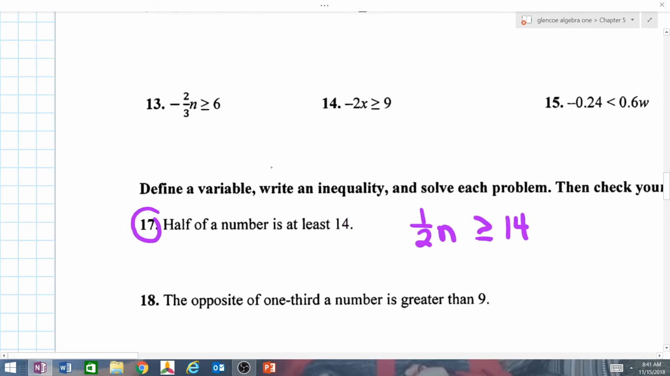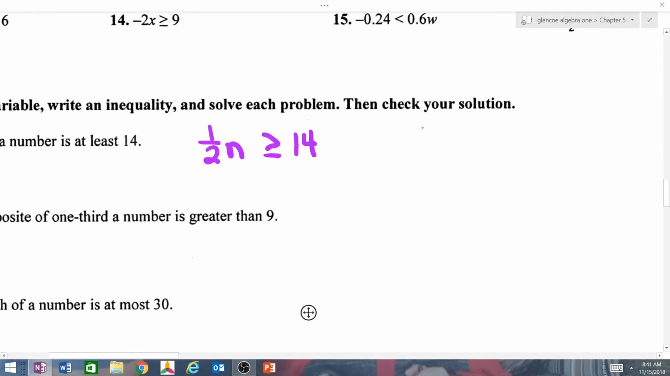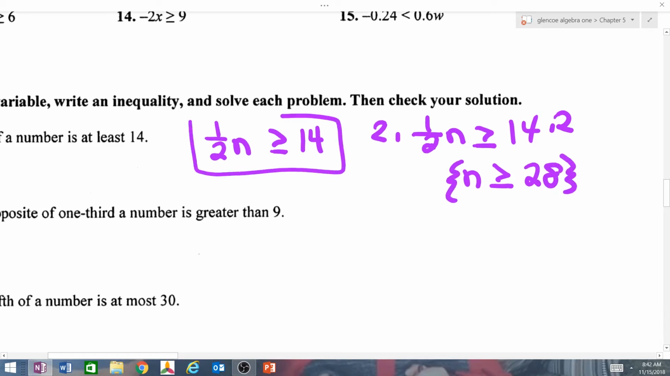So that's the first part of your answer. Now we need to solve it. So what should we do to both sides of that inequality to solve it, guys? Multiply both sides by 2. And your final answer here is n, class, is greater than or equal to what? 28. Do you understand there are two answers that I'm going to look for, yes? All right.